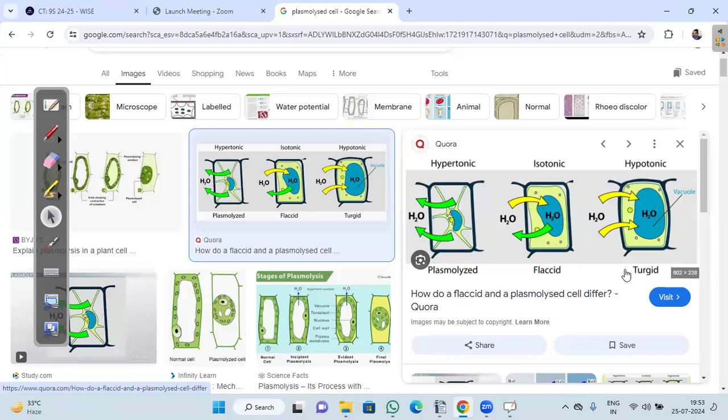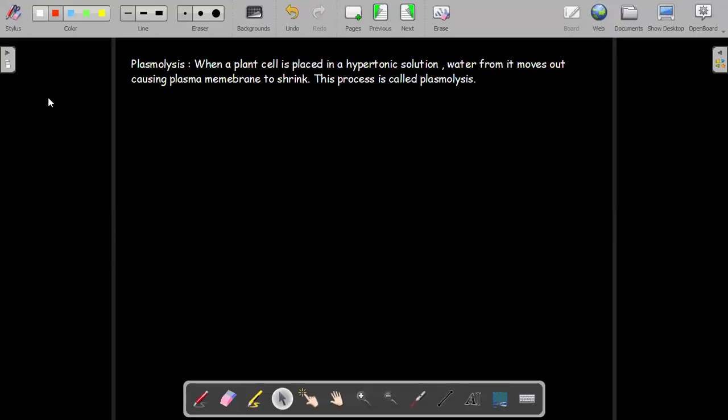See, deplasmolysis is the opposite of plasmolysis. Like in the hypertonic solution, the cell becomes plasmolysed. And if you keep this plasmolysed cell in a hypotonic solution, it will again regain its shape and become turgid. So this process is called deplasmolysis. If you put a plasmolysed cell in a hypotonic solution, it again becomes the same. So that we call deplasmolysed.